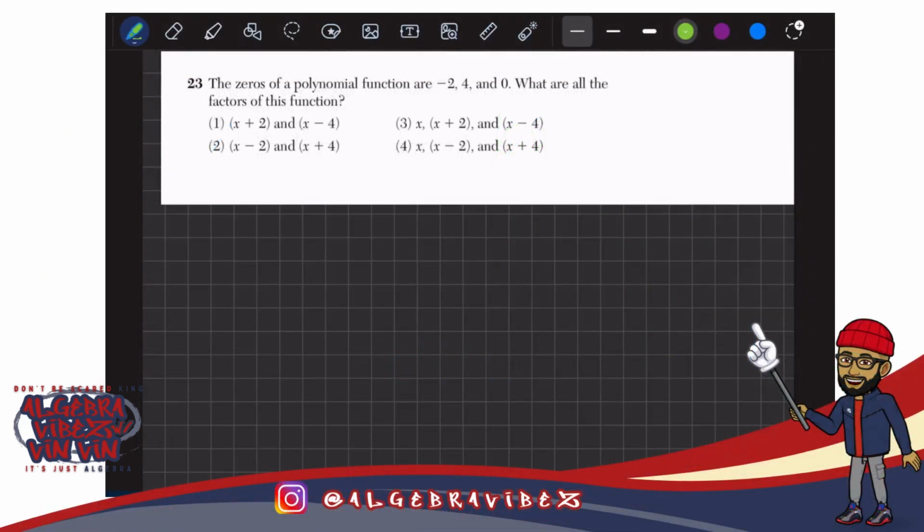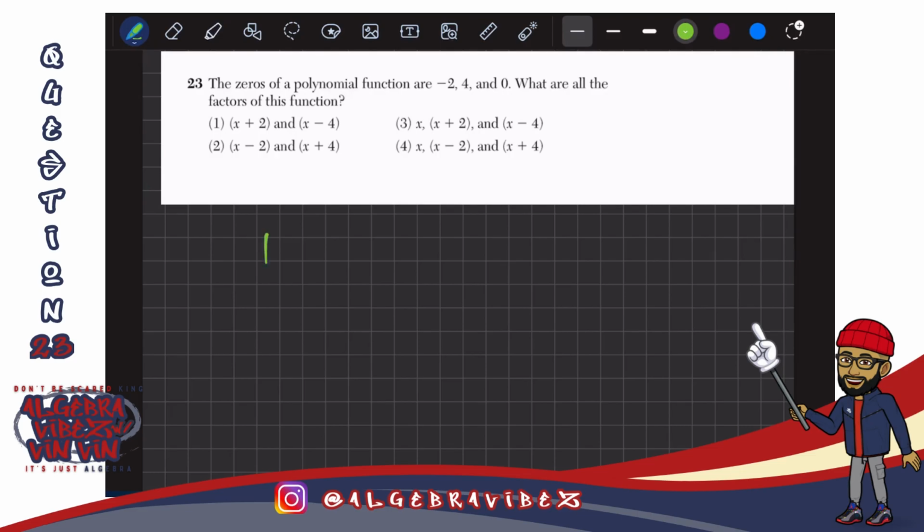All right, everybody, welcome to question 23. So boom, the zeros of a polynomial function are -2, 4, and 0. What are all the factors of this function? So the first thing that we have to do, I'm going to drop some knowledge on you. The zeros of a polynomial function give us the values of x for which the function equals 0.